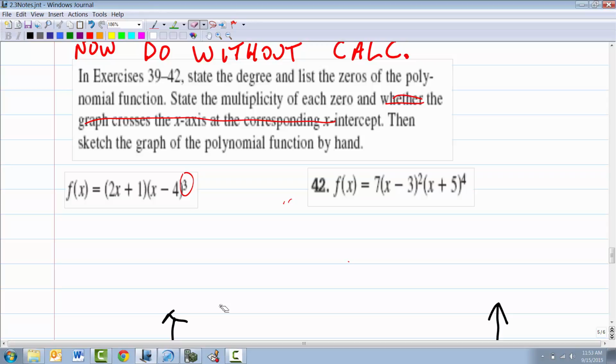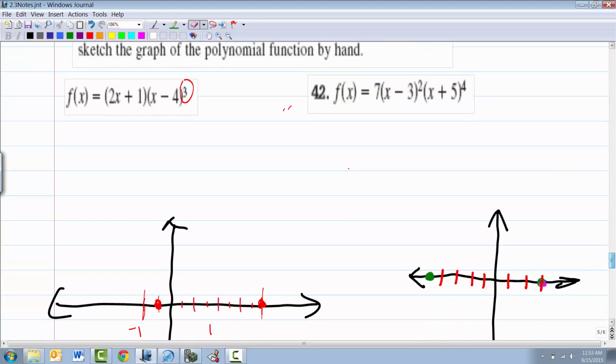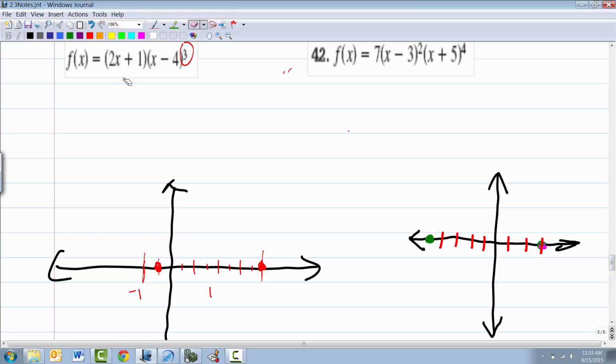Directions from the book, blah, blah, blah. You know, read them, follow them. They should be fine. What's the x-intercept, everybody? I'm not calling on the student. What's that x-intercept? -1 divided by 2, comma 0. And then what's the other one? 4, comma 0. And it is a mult 3.